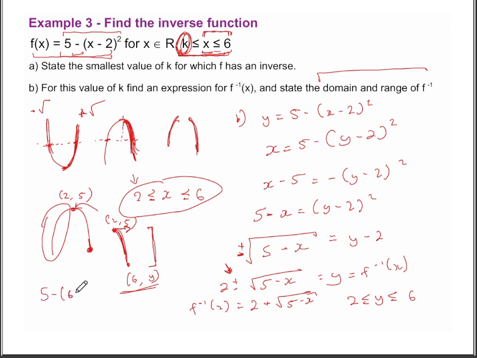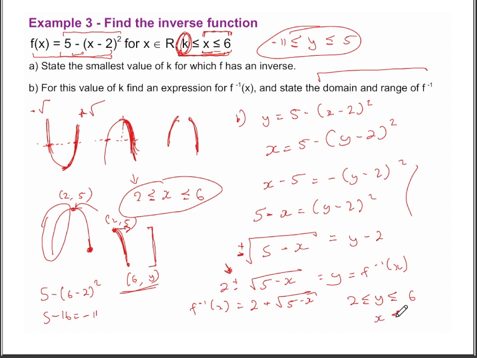5 minus 6 minus 2 squared. 6 minus 2 is just 4. 4 squared is 16, so 5 minus 16, which is just negative 11. And so our smallest value of y is going to be negative 11. And so the range of this function, f of x, is going to be y is greater than negative 11, but smaller than 5. And so that right there is going to be our domain for our inverse.